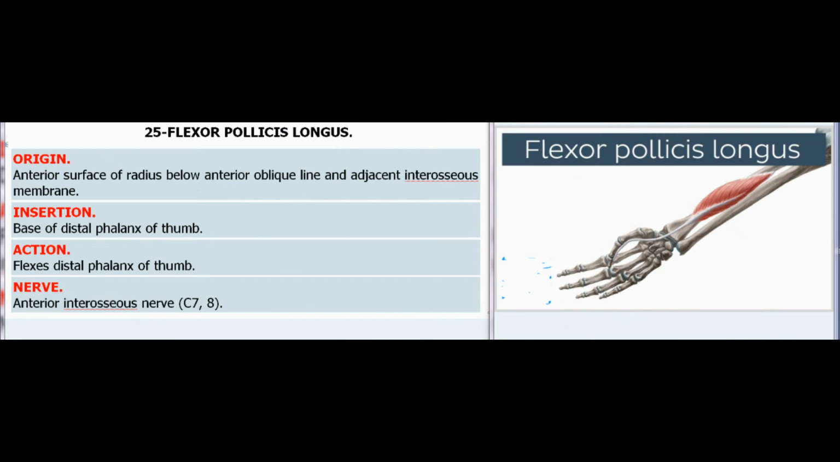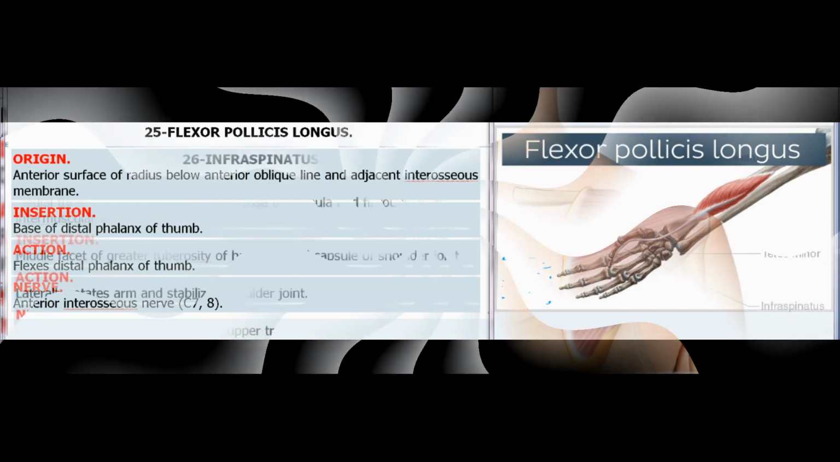25. Flexor pollicis longus. Origin. Anterior surface of radius below anterior oblique line and adjacent interosseous membrane. Insertion. Base of distal phalanx of thumb. Action. Flexes distal phalanx of thumb. Nerve. Anterior interosseous nerve, C7, 8.